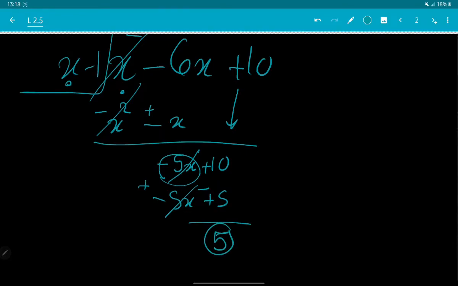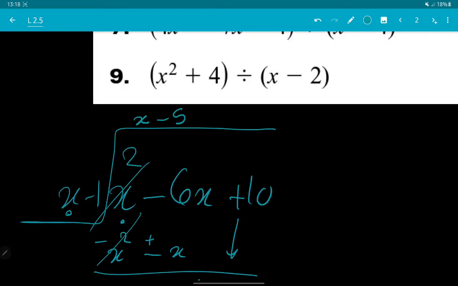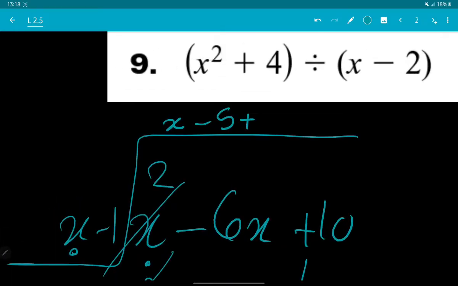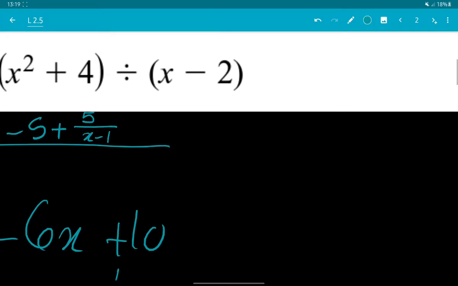Now you have a remainder. How to write this? It means x minus 5 plus the remainder, which was 5. You will write the remainder over the divisor, because you cannot do anything with this. You will leave it as a remainder. That's it. This is how to factorize using long division.